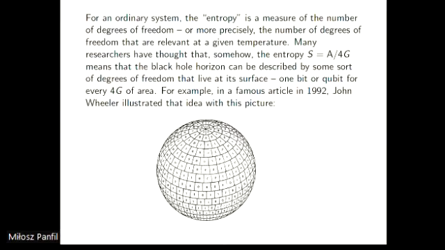For example, in a famous article in 1992, John Wheeler illustrated this idea with a picture I've copied here. He visualized the black hole horizon drawn in little cells of area 4G, and he imagined a bit or qubit in each cell. As I said, the article was published in 1992, 20 years after Bekenstein's work. Wheeler had been Bekenstein's advisor, and I wouldn't be surprised if he'd been drawing this picture for 20 years.